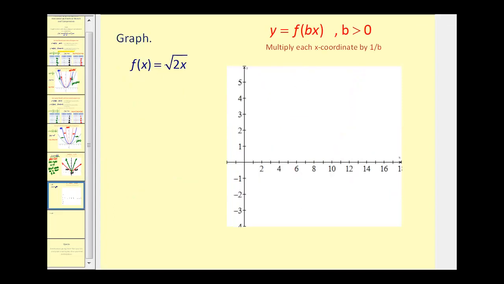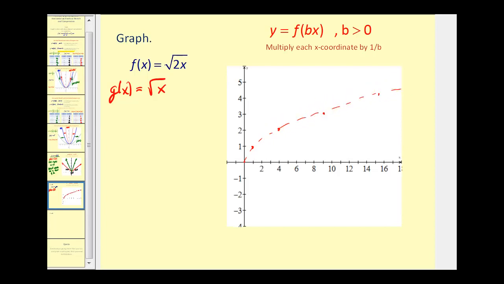Let's take a look at this one now. We have f of x equals the square root of 2x. Again, we should be able to recognize that the parent function, which we'll call g of x, is equal to the square root of x. Let's go ahead and graph that function. If x is 0, y would be 0. If x is 1, y is 1. If x is 4, the square root of 4 would be 2. X is 9, we'd have the square root of 9, that'd be 3. 16, 4. So this is the parent function.